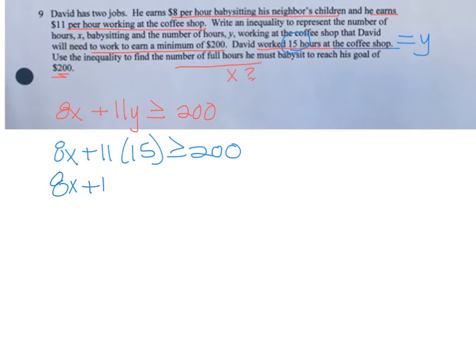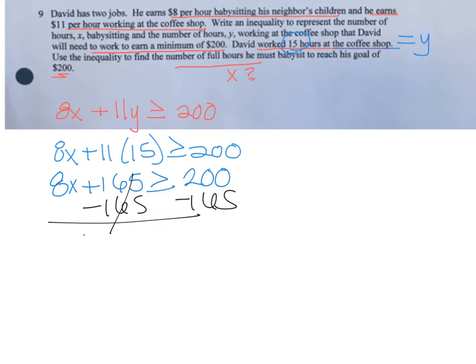Go ahead and multiply the 11 and the 15 and solve this inequality. Very similar to solving an equation, you're going to use inverse operations. Okay, subtract 165 from both sides. Bring down the 8x. The difference of 200 and 165 is 35. Divide that by 8.